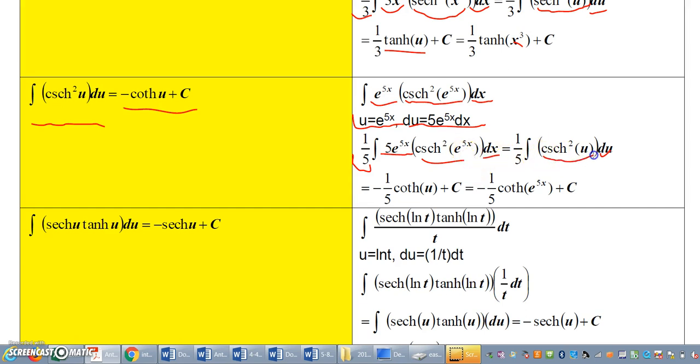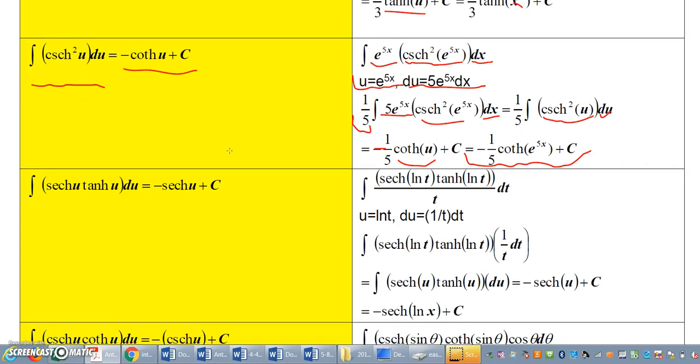So now I've got this integral into this form, and when I integrate it, I get minus the hyperbolic cotangent of u times negative 1/5. The negative comes from the formula, because when you integrate this formula, you get a minus hyperbolic cotangent of u. So I put the negative there with the 1/5, and of course I had the 1/5 carry over from up here. And then the last step is to replace u with the substitution I used, which was e to the 5x. So the final answer is minus 1/5 hyperbolic cotangent of e to the 5x plus a constant.